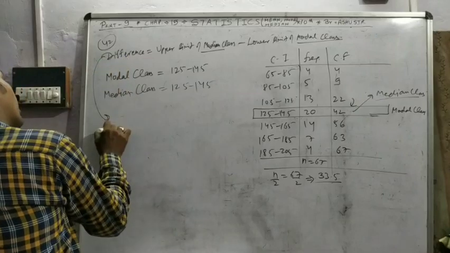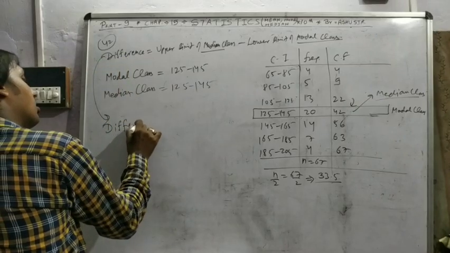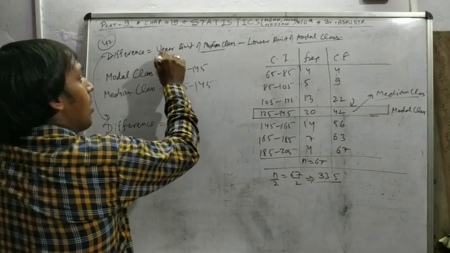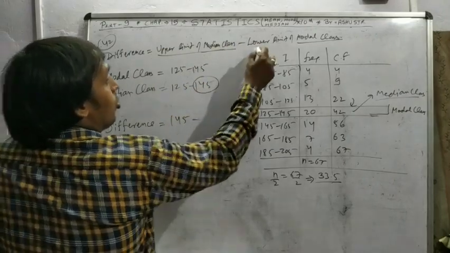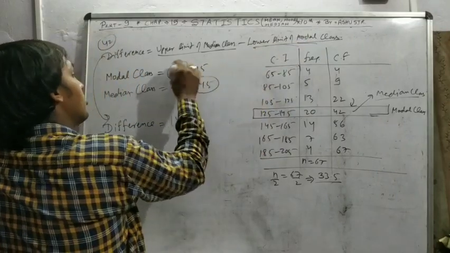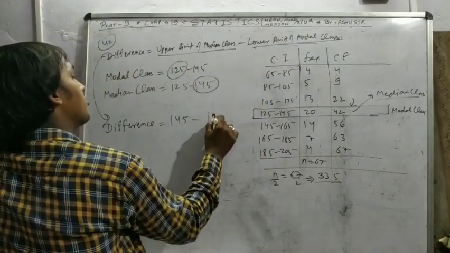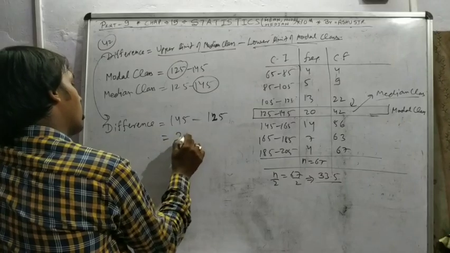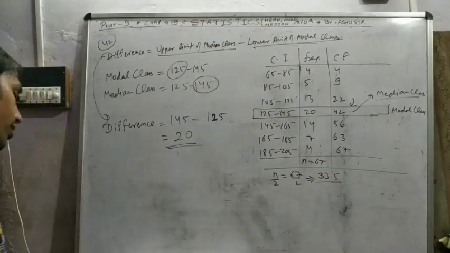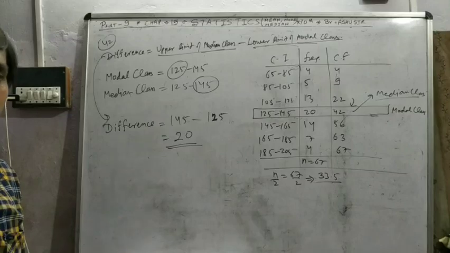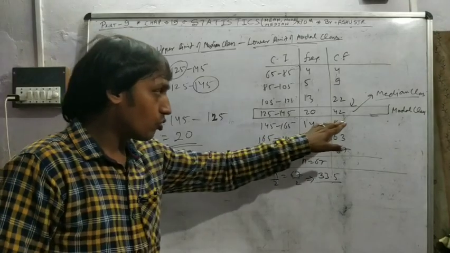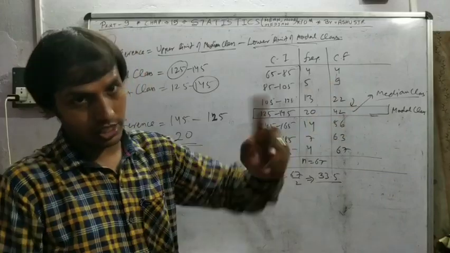So we want to find the difference: upper limit of median class, this, minus lower limit of modal class, this. This is 20. 20 is the difference between the upper limit of median class and lower limit of the modal class. And 20 is also the height. But that's a coincidence, median and modal class are the same here.